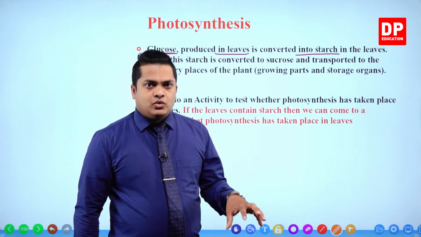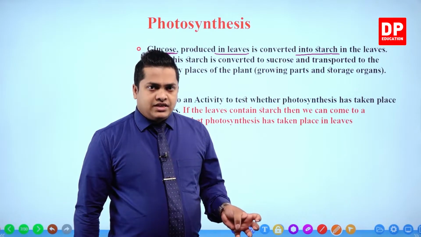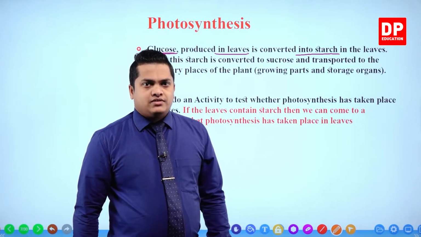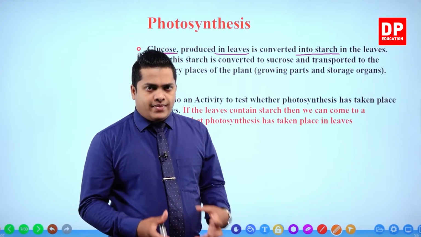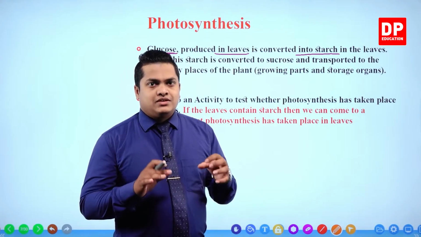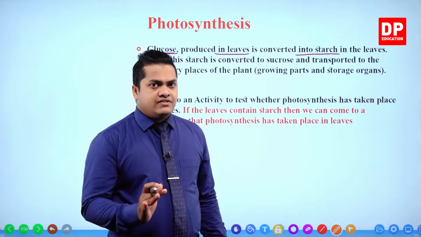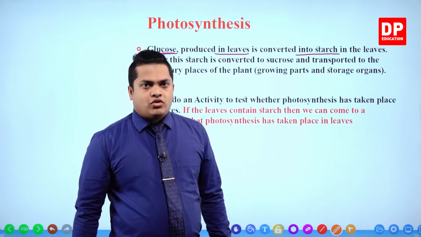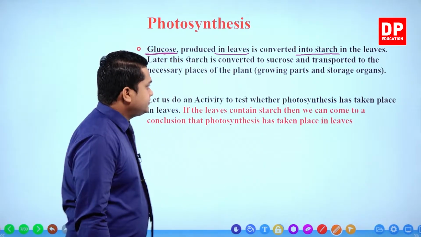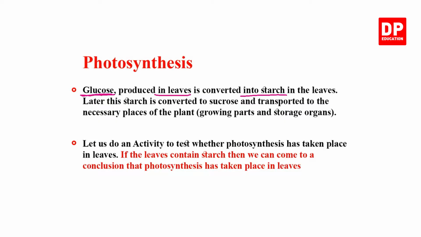During photosynthesis, glucose is produced. These glucose molecules collect together, and several of them combine in order to produce starch. So starch can be identified temporarily in plant leaves if photosynthesis is occurring. Later, this starch is converted to sucrose and transported to the necessary places of the plant, the growing parts and storage organs.